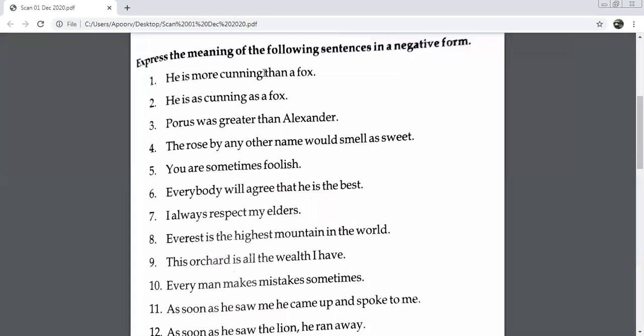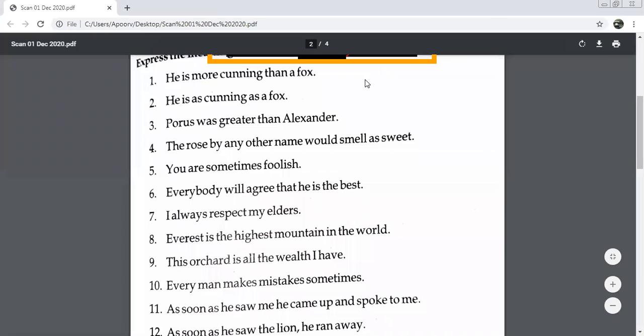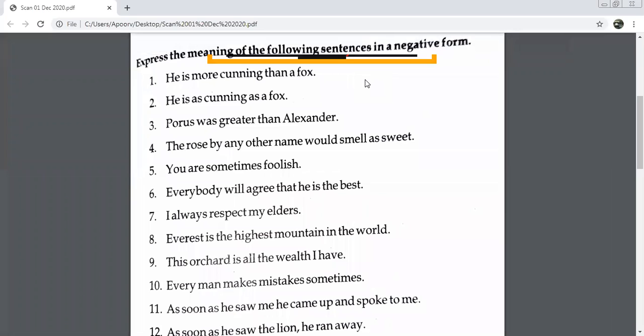A difficult one. I always respect my elders. I do not always respect my elders. I do not respect my elders.